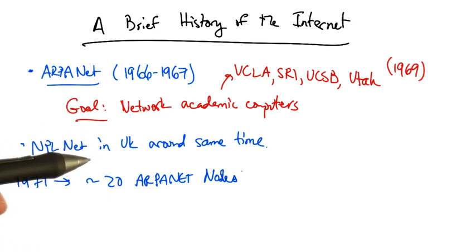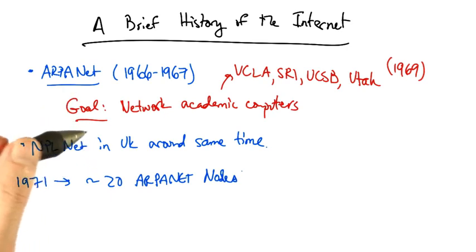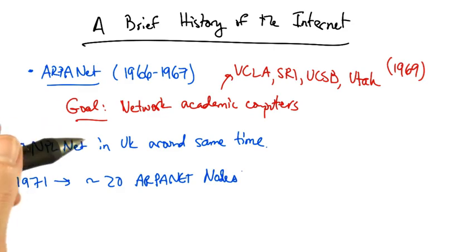By 1971, there were about 20 ARPANET nodes and the first host-to-host protocol. There were 2 cross-country links, and all of the links were at 50 kbps.